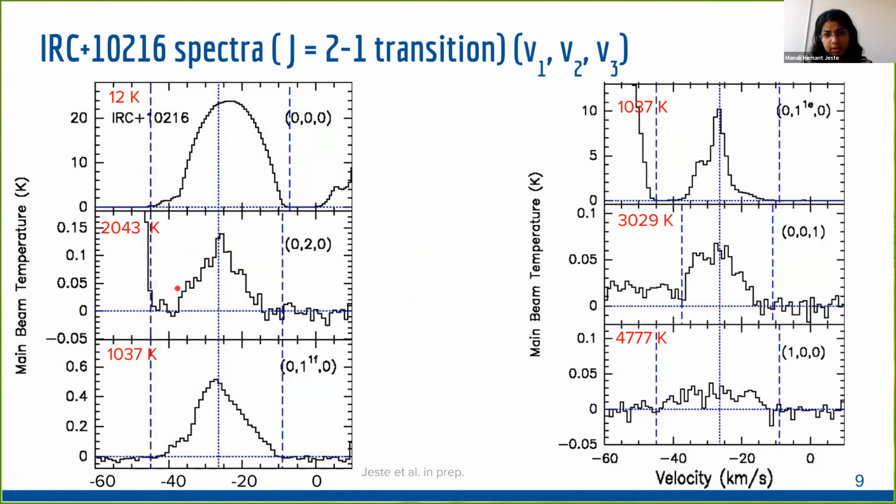And you can see that they all have different shapes, but interestingly, you can see that the v2 equals 1 lines both have a similar upper level energy, but they have a very different intensity. So this is quite low compared to this one, which is quite bright, quite intense. But this line is a maser line, so it's not as intense as it used to be.